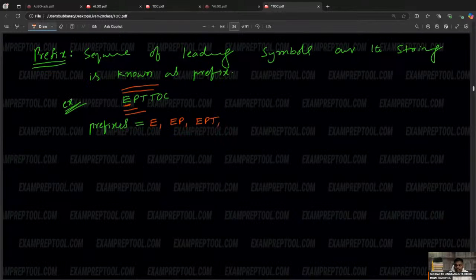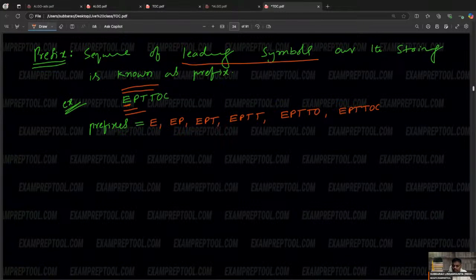E, EP, EPT, EPTT, EPTTO, EPTTOC. Prefixes is going to be E, EP, EPT, EPTT, like that: the set of all leading symbols. Leading. You cannot take randomly from somewhere. Every time you have to take from the starting.